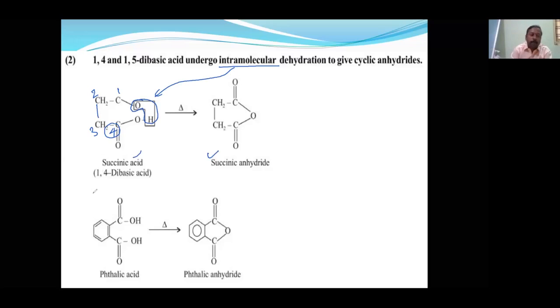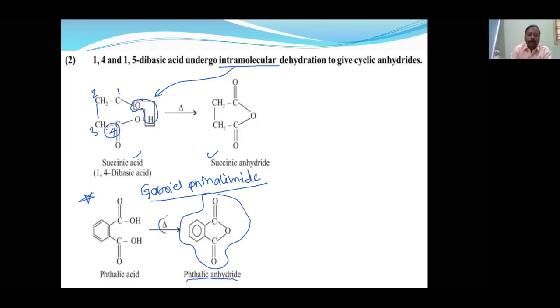And very important, this one, the Gabriel phthalimide reaction. We are going to use it in the amine preparation. So that is very important. Gabriel phthalimide synthesis is used in the preparation of amines. To understand that, before that you have to have knowledge of phthalic anhydride. Phthalic acid on heating, what will it give? Phthalic anhydride. There you will use it in the Gabriel phthalimide synthesis. That is a naming reaction that is very important.